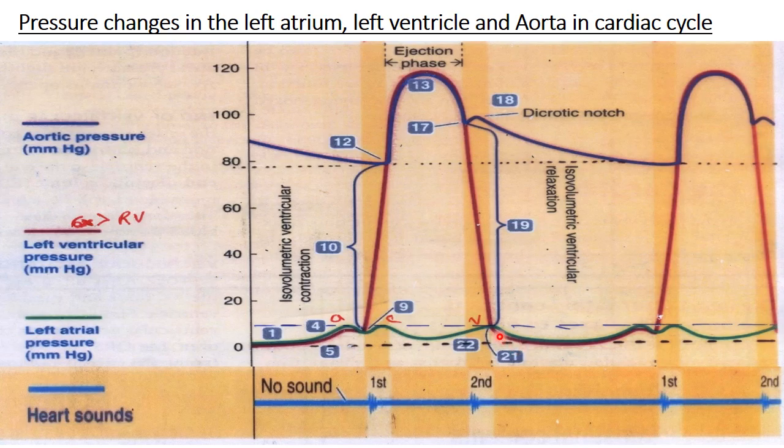The ventricles are still relaxing, more and more, and the pressure goes down to zero. The AV valve has opened up. Blood comes out of the atria into the ventricles and the atrial pressure comes down to zero. You see, atrial pressure comes down to zero, ventricular pressure comes down to zero, and blood gushes into the ventricle. 70% of the blood comes to the ventricle within this period.